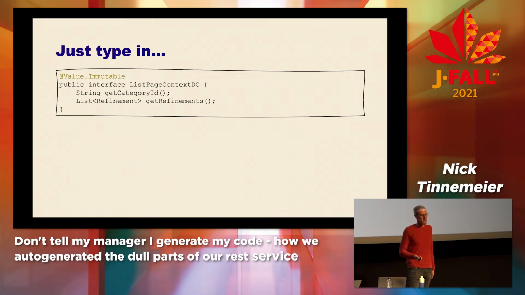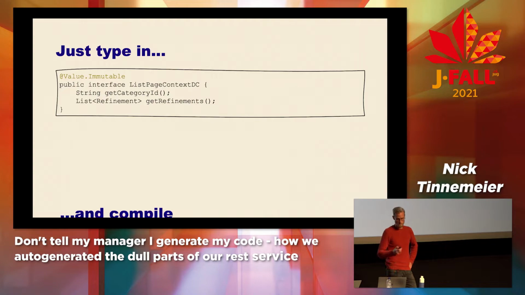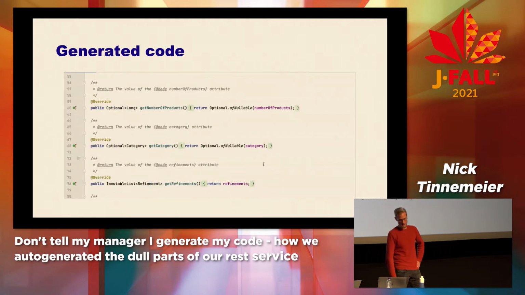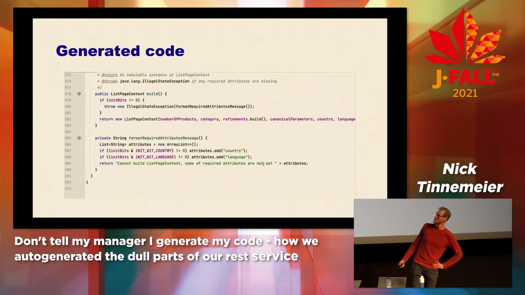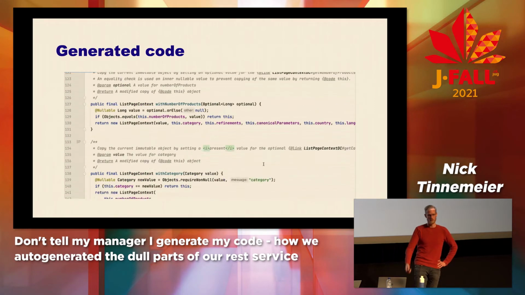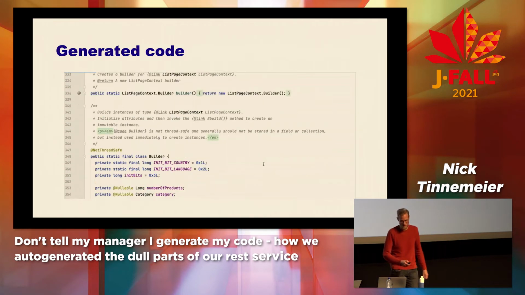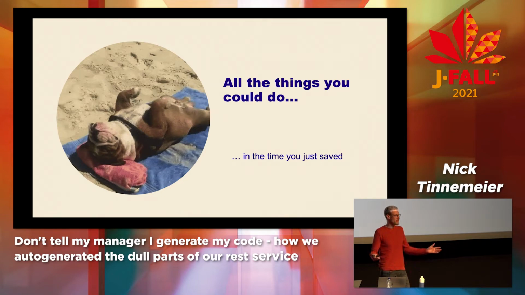So let's see what it looks like. This is the whole specification you have to write for our list page context. You just have to provide an interface. You define two getters, one for the category ID, one for the refinements, and you annotate the whole thing with @Value.Immutable from Immutables. You compile it, and bam. Again, all the code we didn't have to write ourselves. And that's actually a lot, because this example is not only the category and refinements. So think of all the things you could do in the time you just saved.